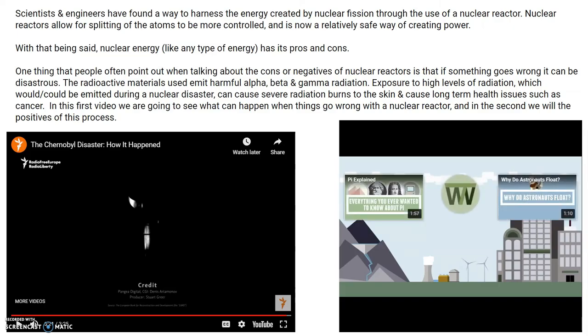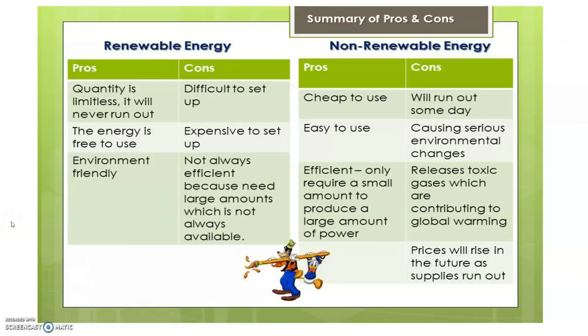coupled with fossil fuels. Alright, so lastly, taking a look, just summarizing the pros and cons of renewable energy using renewable resources and non-renewable energy using non-renewable resources. So with renewable energy, the pros are that basically the quantity is limitless. It will never run out so long as we are using them carefully. The energy is most of the time free to use. It's environmentally friendly. It is great for our environment. We're not hurting it in any way by using them.